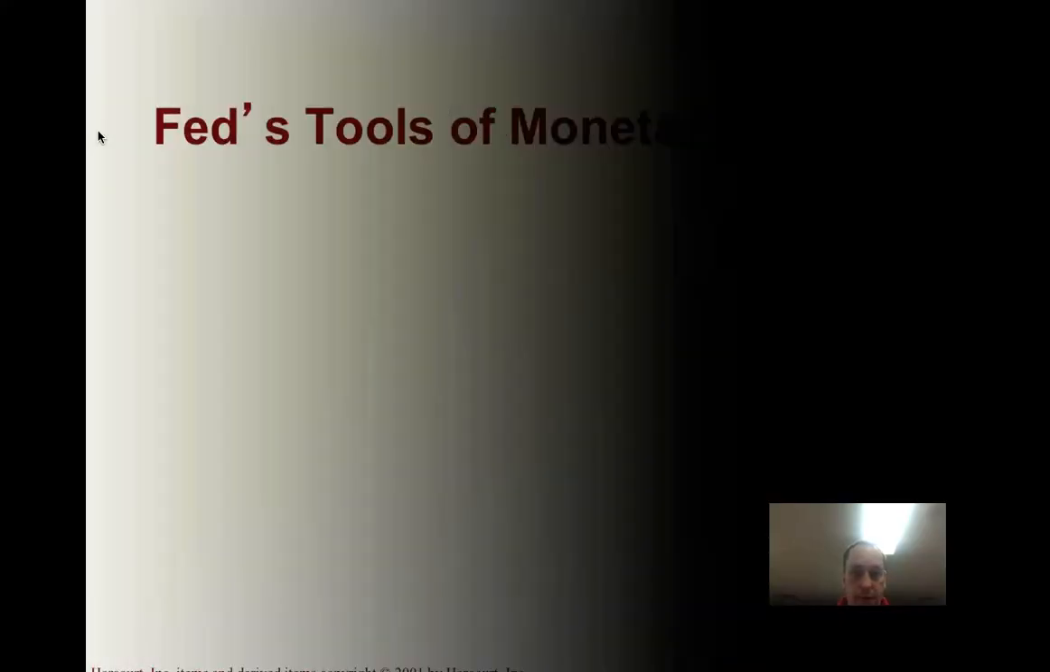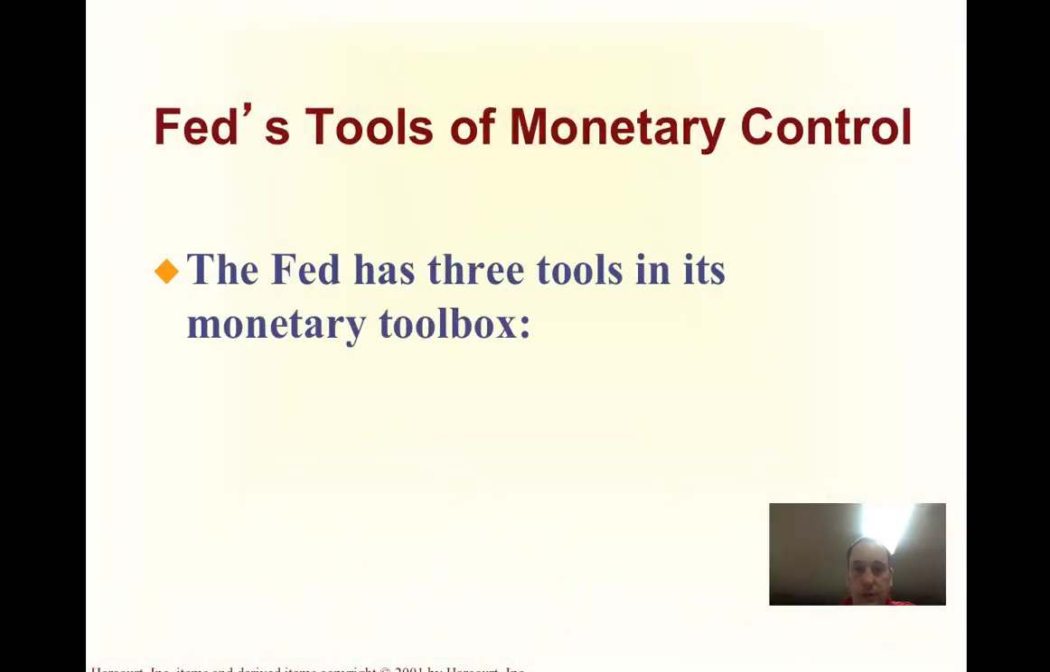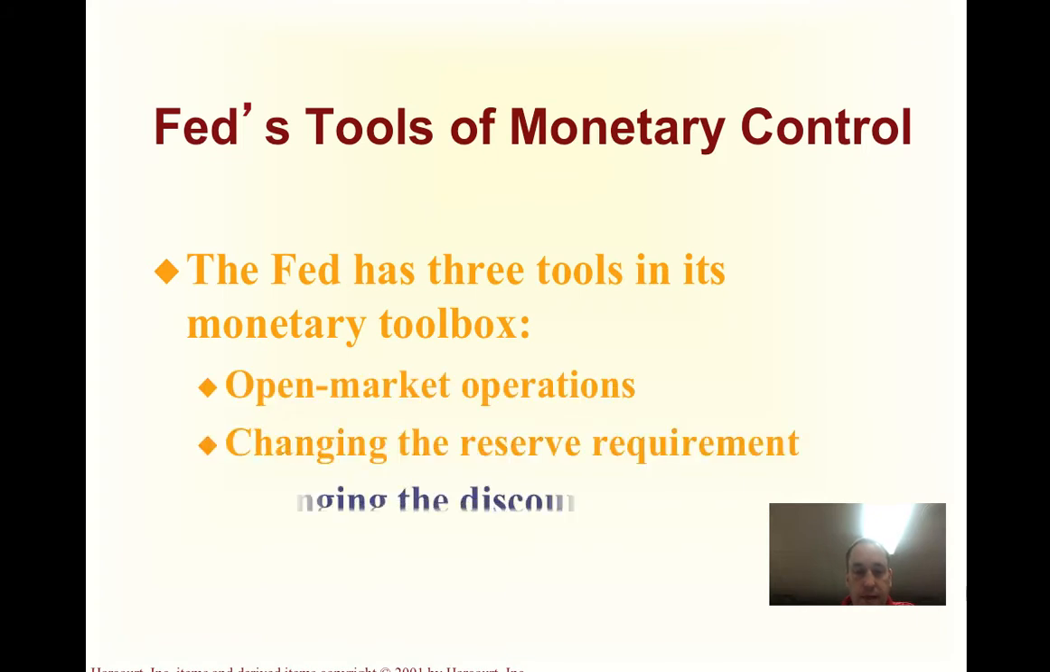Okay, so the Federal Reserve has three tools of money supply to use. And think of it like being at your home: if the temperature in your house is just right, you leave it where it is. Well, if it's too hot, you want to cool it off. If it's too cold, you want to warm it up. So think of it that way.